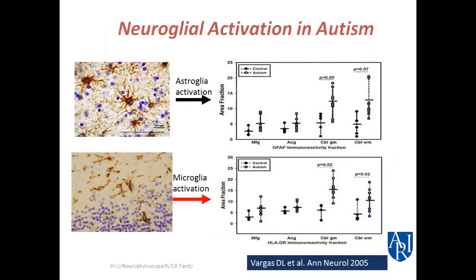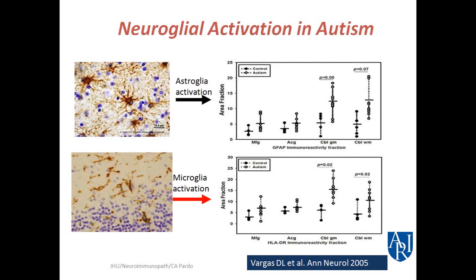Now, with Diana Vargas and Carlos Pardo, we published in 2005 that microglia are activated in the brains post-mortem from people with autism from 5 to 44 years of age. And this has been subsequently corroborated in various ways by other groups.